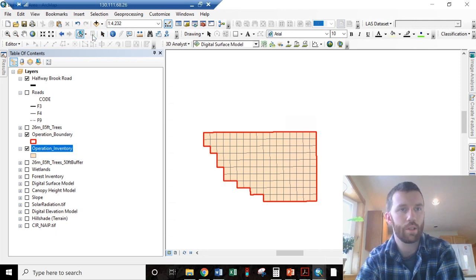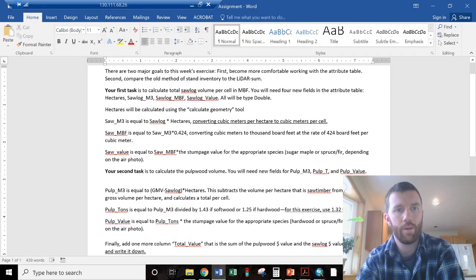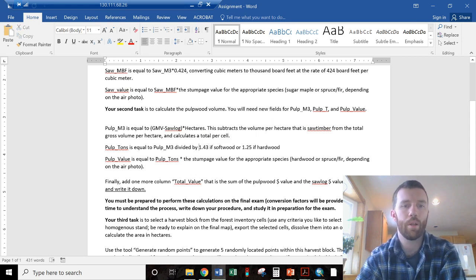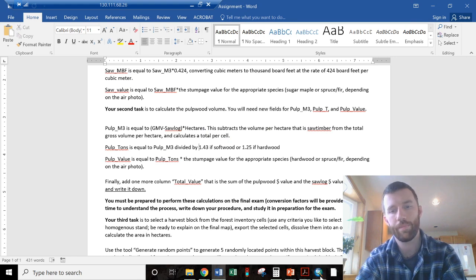So we'll clear whatever selections we have there. And now, what is our next step? We've finished the first task here. So the next step is to calculate the pulpwood volume and then apply a pulpwood value, in our case, hardwood pulp. And I'm going to actually remove that so we know what we're working with. So if we're calculating hardwood, we'll use this conversion factor. And if we're calculating softwood, we'll use this one. So there, so we need 1, 2, 3 new fields in our attribute table.